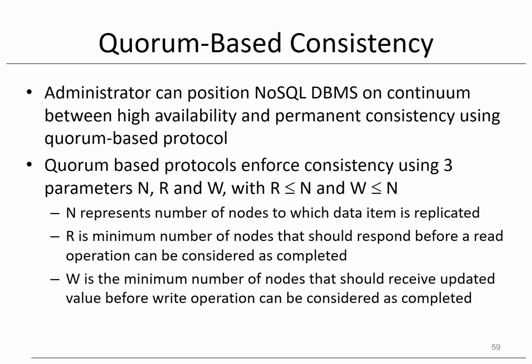R refers to the minimum number of nodes that should respond before a read operation for a data item can be considered as completed. The higher R is, the slower the read performance, since the response time is determined by the slowest of these R nodes. A higher R increases the chance that the set of replicas returned by these R nodes contains an up-to-date version of the data item.